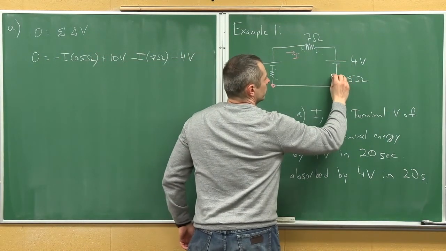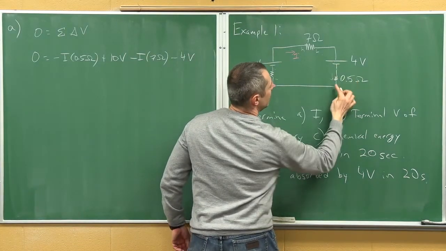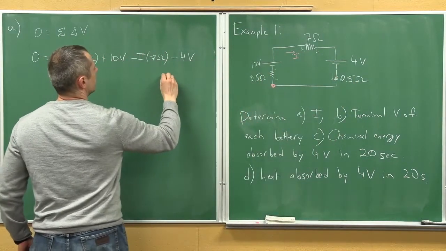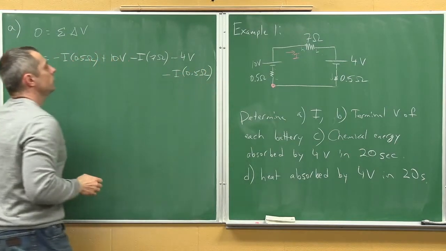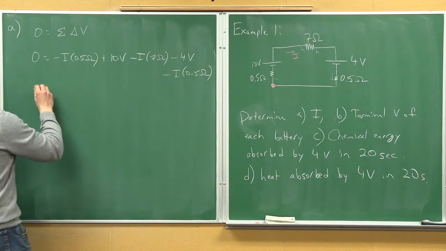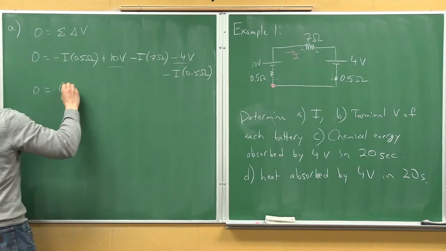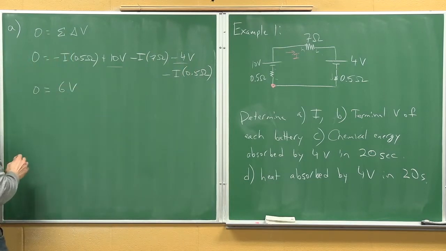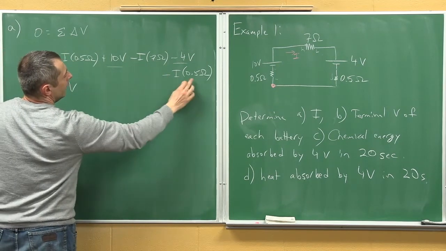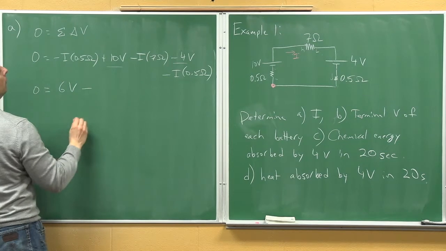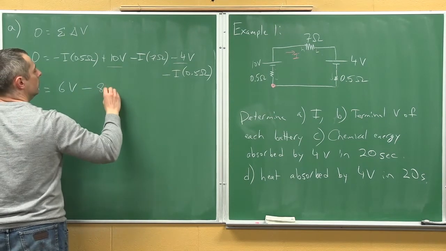Then the ant comes through the resistor, the current's going this way, so it goes to lower volts from high to low, so it goes minus IR. And I guess I could do like this, minus I times 0.5 ohms. So if I combine the voltages, I get 0 equals 6 volts. And I have 0.5I, 7.5I, 8I, and that's all minus 8 ohms.